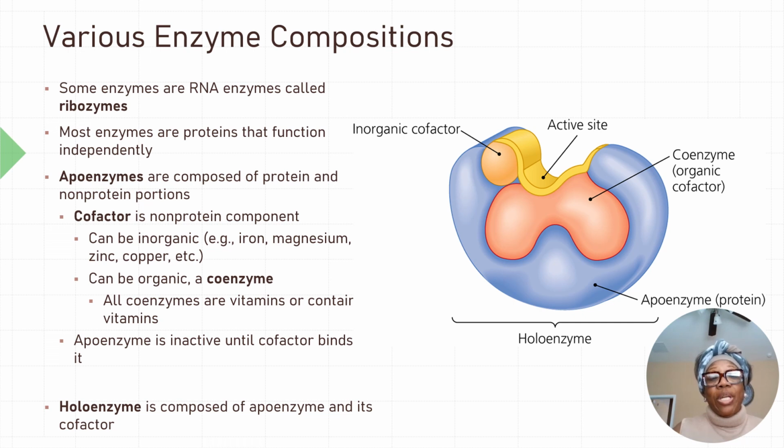Now, when you have everything put together, say for instance in this apoenzyme, it's called a holoenzyme. So a holoenzyme is composed of the apoenzyme as well as its cofactors. So a holoenzyme is an enzyme that is complete. It's an apoenzyme which also has its cofactors attached and therefore now it's active and ready to go.